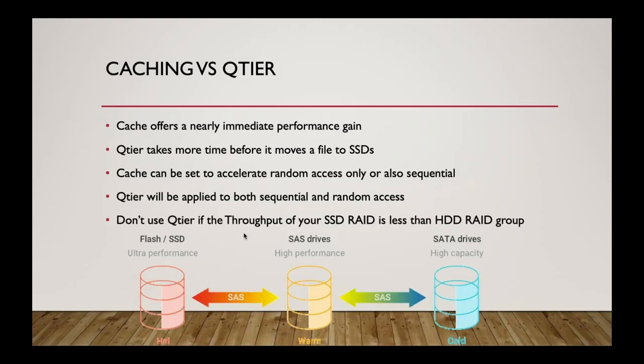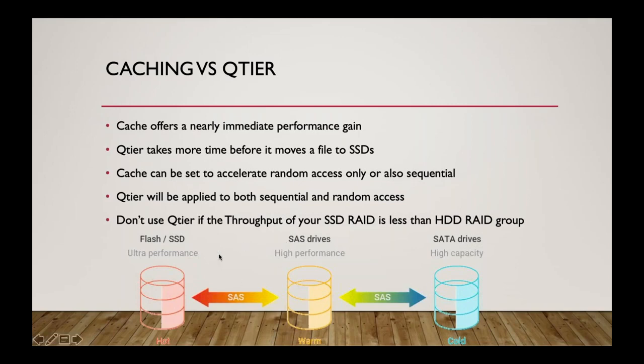So let's talk about our caching feature versus our QTier feature. Both these features are designed to allow you to have large capacity, cost-effective HDD storage, but also use SSDs to accelerate that storage. And they both have the same purpose, but they work a little bit differently. So first, let's talk about QTier.